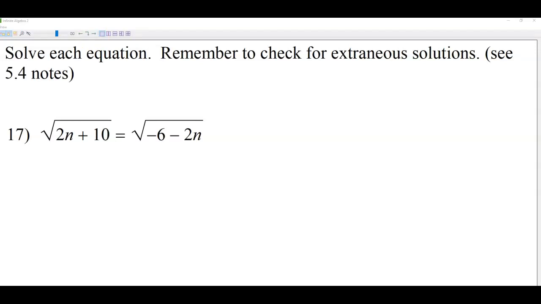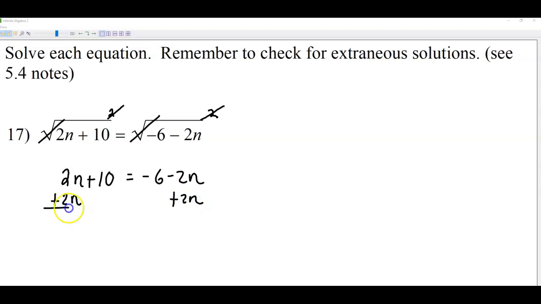Number 17. This one doesn't have any numbers outside of the square root, but it has a square root on both sides. So to get rid of the square root first, we're going to raise both sides to the second power, which cancels out the square root. And now we're just left with a basic linear equation. And so how do we solve this? Well, we move the smaller x to the other side, or I guess smaller n. And then we just solve.